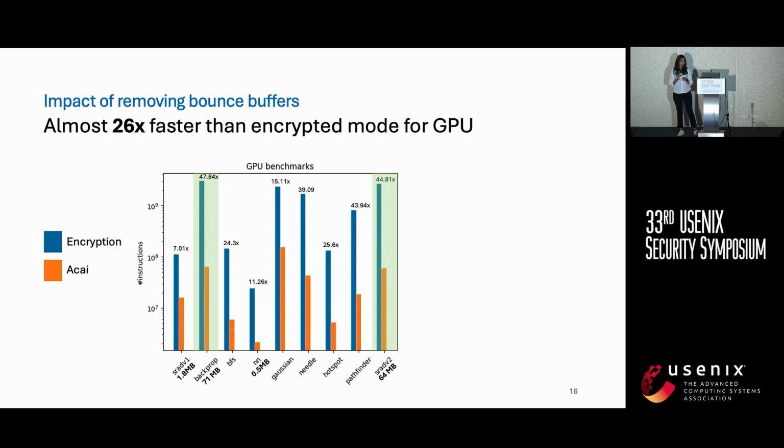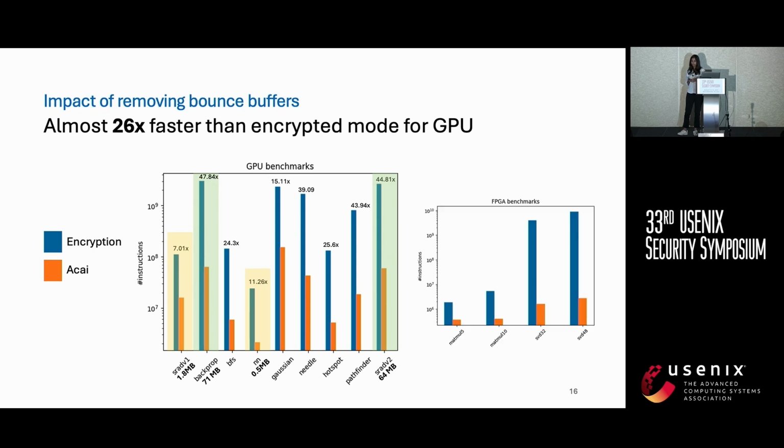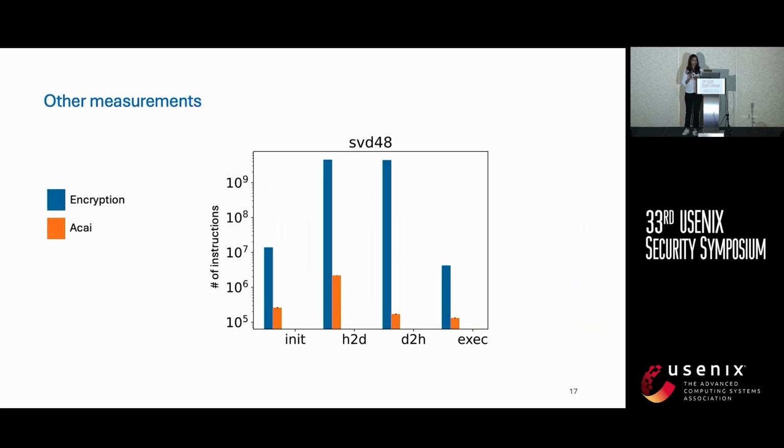So for backprop and SRAD v2 that transfer the most amount of data, we see the most gains of 47 and 44x respectively. And for SRAD v1 and NN that transfer the least amount of data, these gains are much smaller. For our FPGA benchmarks, we see a similar correlation between the amount of data transferred and the gains from removing encryption. Now, we break down the costs across different stages of execution for each of our benchmarks.